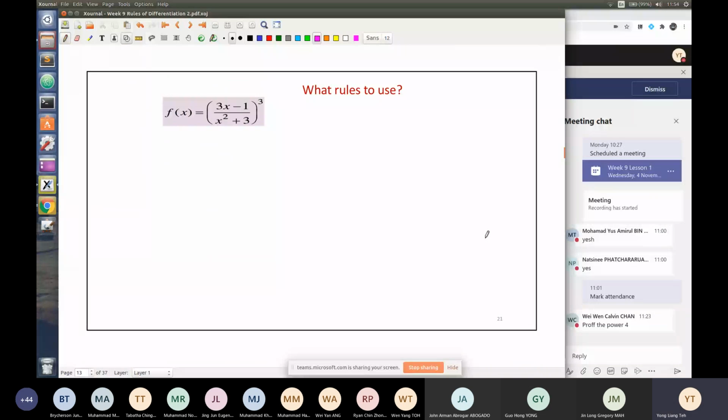So clearly you can expect that this guy is actually a fraction. So chances are you need to use the quotient rule. However, it's a fraction in a power. So hence, you have to differentiate using the chain rule first, followed by the quotient rule. Okay, so let me demonstrate that.